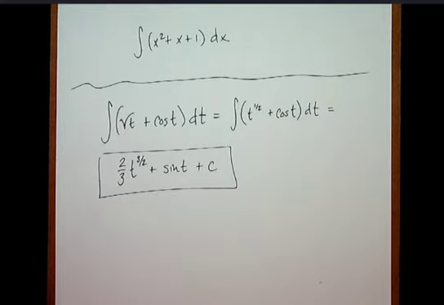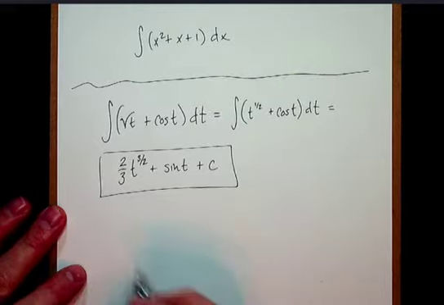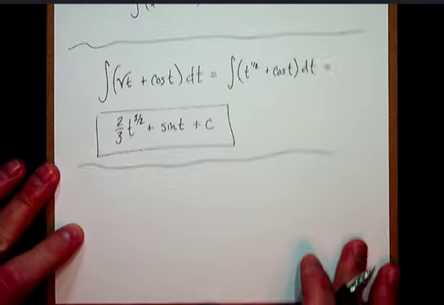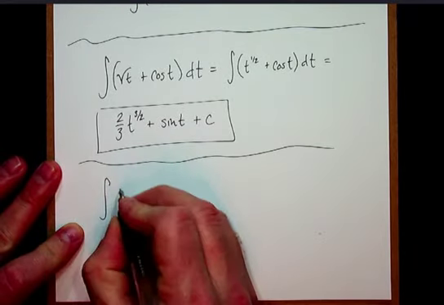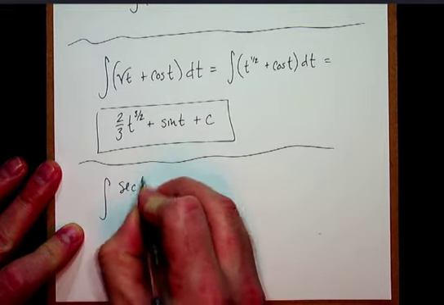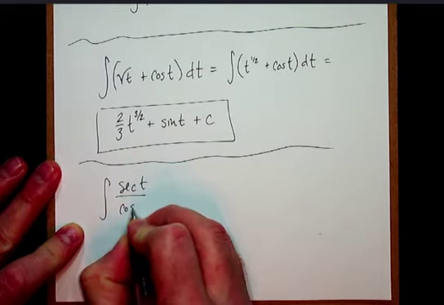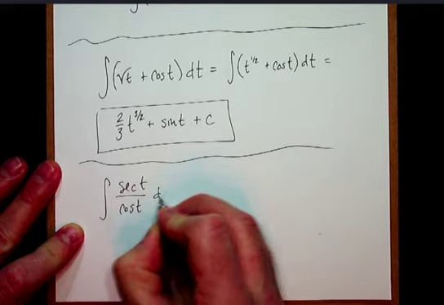But I'm going to pick up the pace a little bit here so I can get a few more examples in and not make this incredibly long. Okay, well, let's do another trig one. You have secant t over cosine t dt.